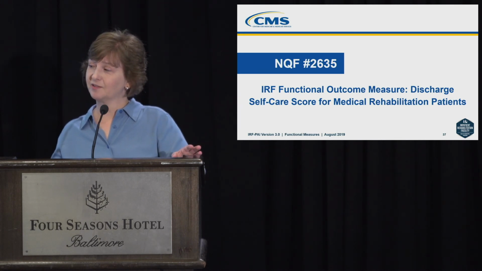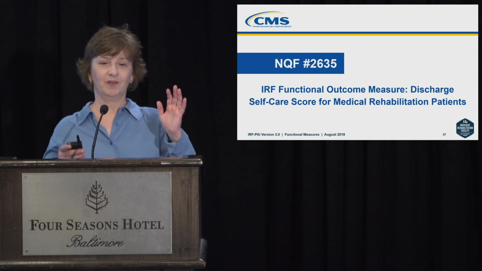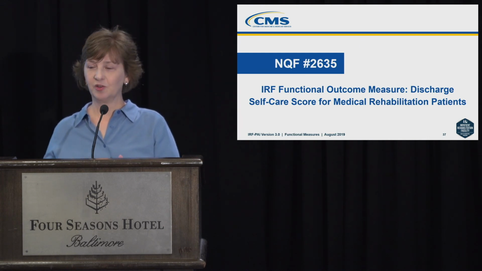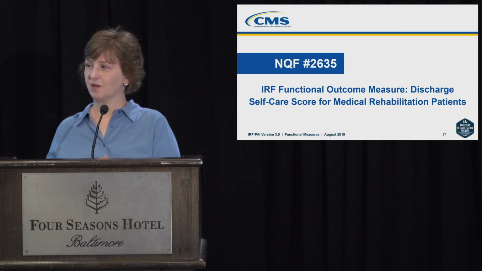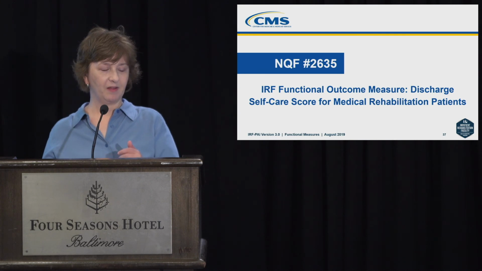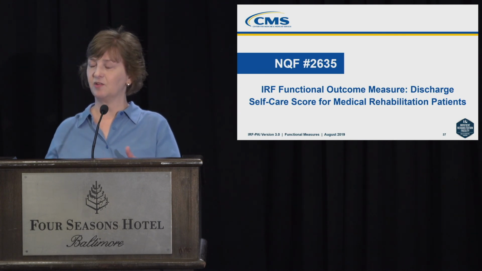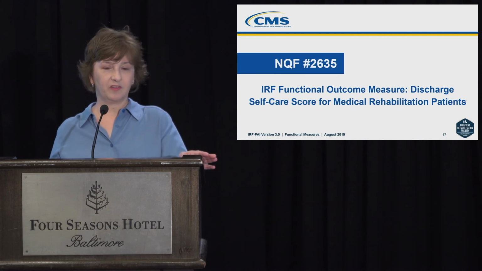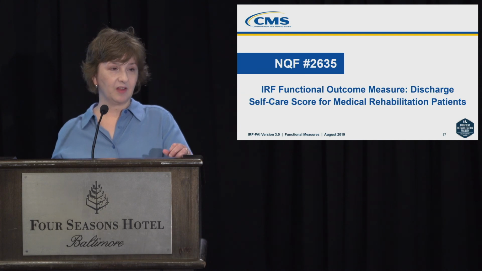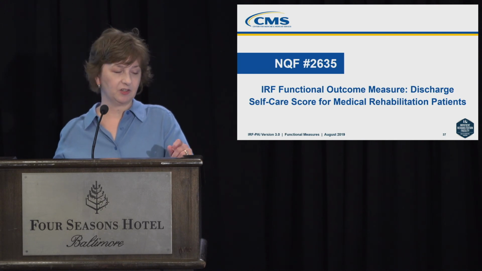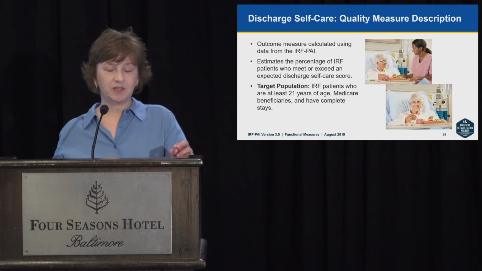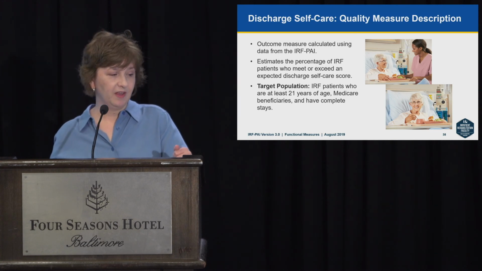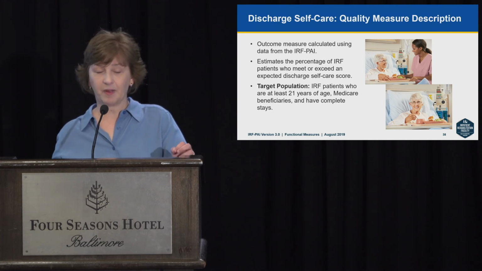Okay, so now we're moving to some different measures. So the same function data are used, but these measures are more targeted for consumer understanding. And so they are calculated differently, but they use a lot of the same data. So this particular measure is NQF number 2635, and this is called the IRF Functional Outcome Measure Discharge Self-Care Score for medical rehabilitation patients. This particular measure is also an outcome measure, and again calculated using the IRF-PAI data.